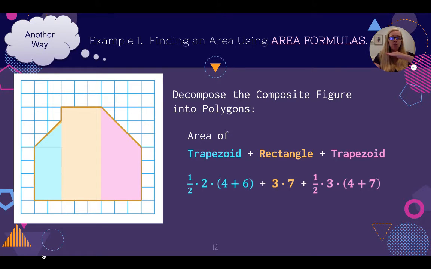The bases are the two things that are parallel to one another. The height is the distance between them. You should be really familiar with rectangles there. So I wrote out all the parts for the area of each piece.